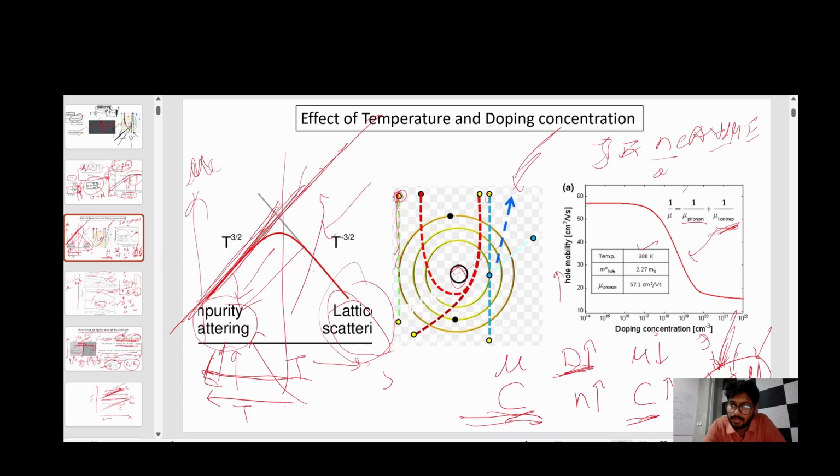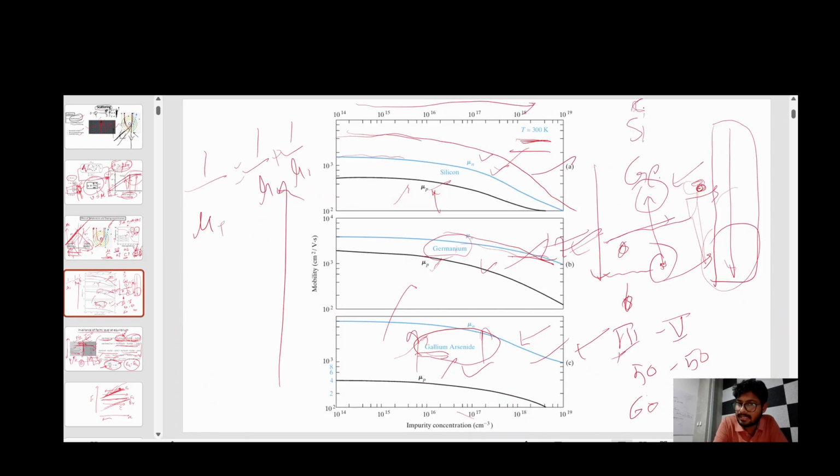So this is the total, and both are there. In this one, there may be less lattice scattering because of the far apart atoms. These atoms are far apart in the lattice, right? But it is not required, sir. These types of questions, I don't think they will ask.